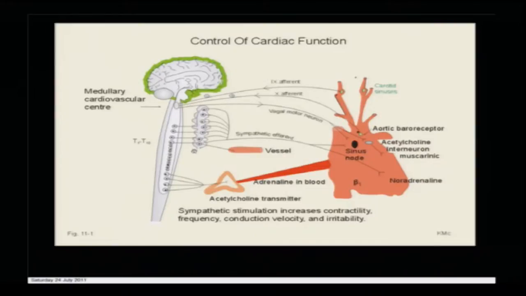Here you get an idea about the sympathetic system, where the sympathetic afferents are. You see the vagal nerves, motor neurons. You see the 10th afferents coming here, and the 9th afferents coming to the carotid sinuses, and here the sympathetic afferents which are coming and influencing. They all act through beta 1 receptors, as well as acetylcholine transmission which is taking place. Mostly it is the sympathetic afferent, noradrenaline, which is essentially responsible for regulating.